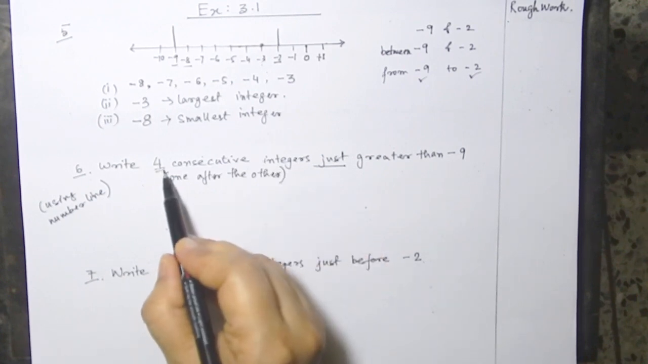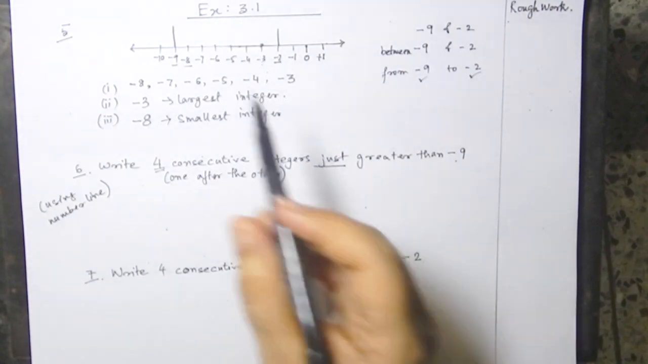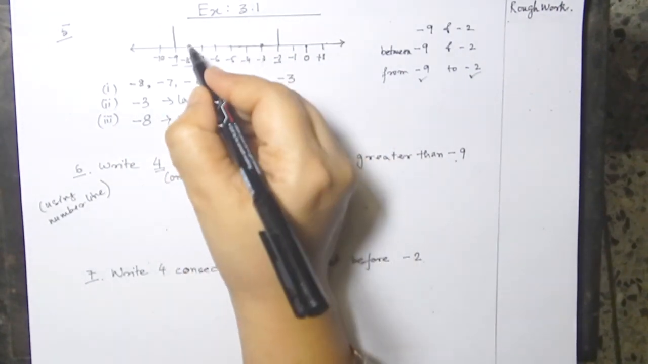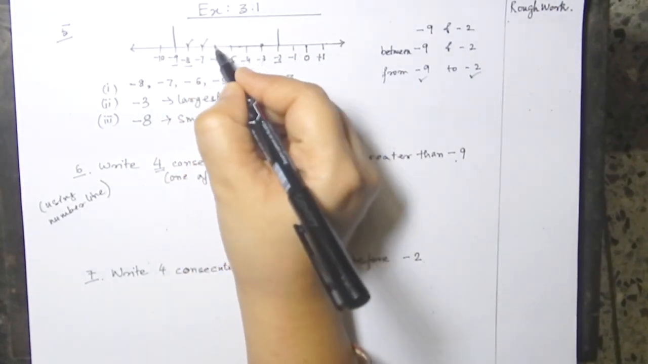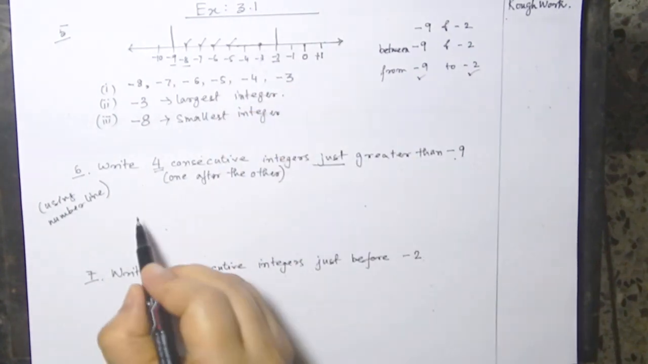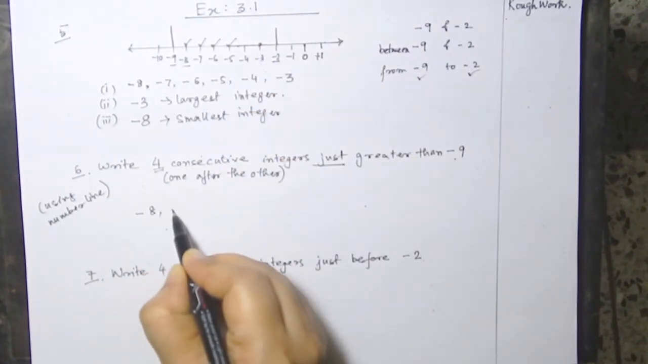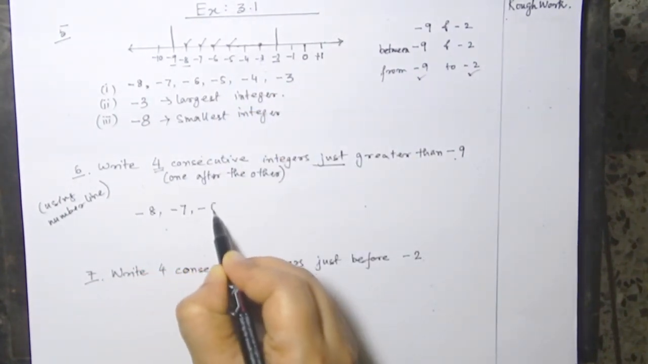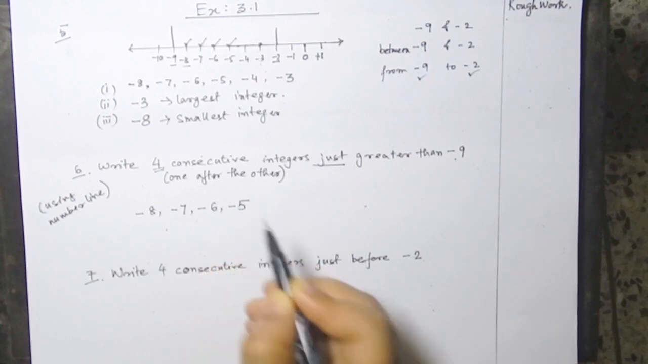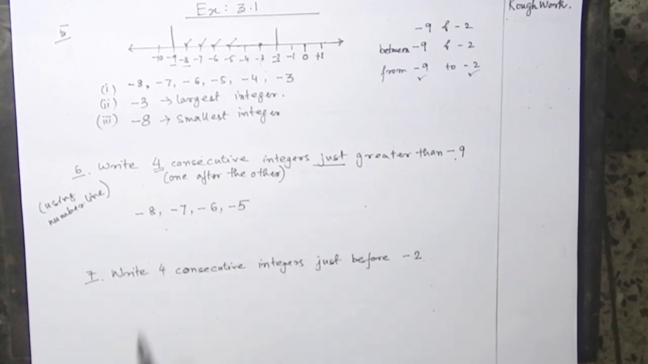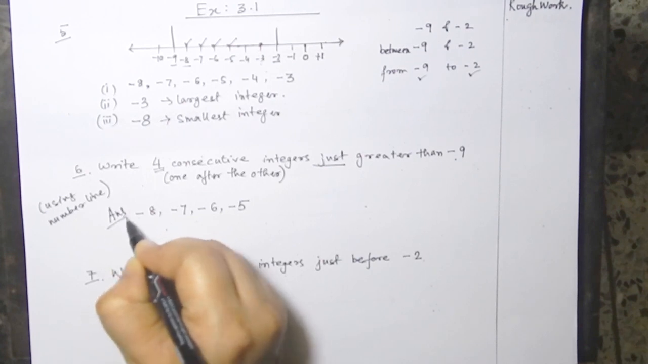Now 4, so greater than -9. So after -9, 4 of them: 1, 2, 3, 4. So I can write -8, -7, -6 and -5. So this is my required answer.